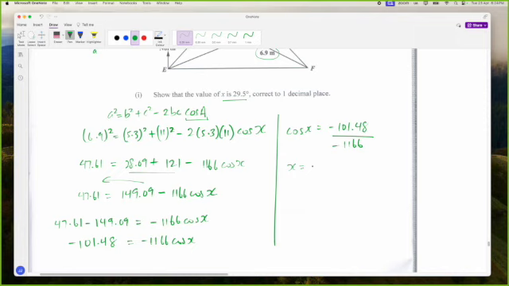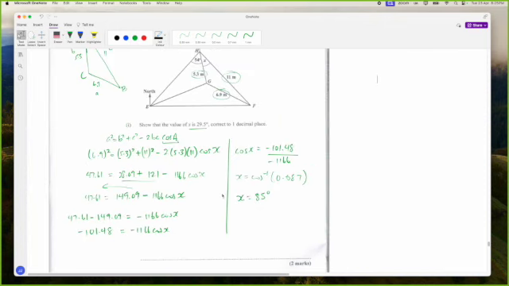X is equal to the cos inverse of 0.087. So the cos inverse of the answer is 85 degrees. Anybody? I think I did something wrong, because this 85 is almost 90. That's not looking like 90 at all.